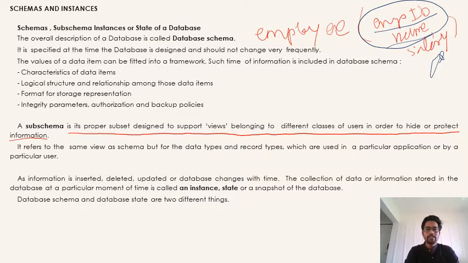Okay, as information is inserted, deleted, updated, or any database changes with time, the collection of data or information stored in a database at a particular moment is called an instance, or we can say it is the state at a particular time or duration. Sometimes it might be required to modify a schema. At what time you modify it, or which kind of data is inserted in the employee table, employee record, that particular thing is called the state of the database system.